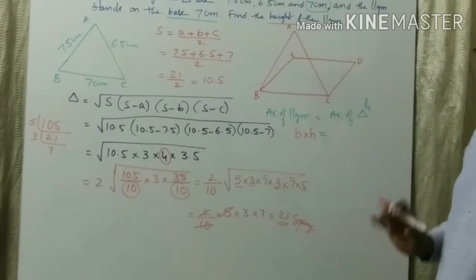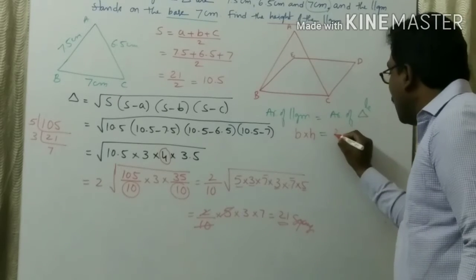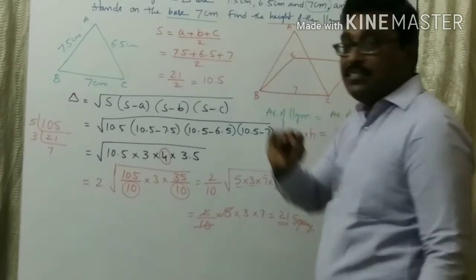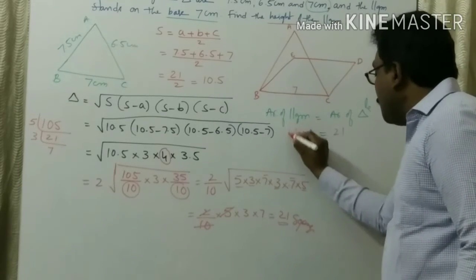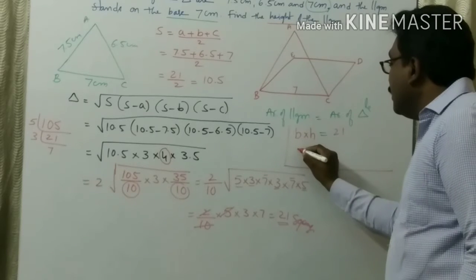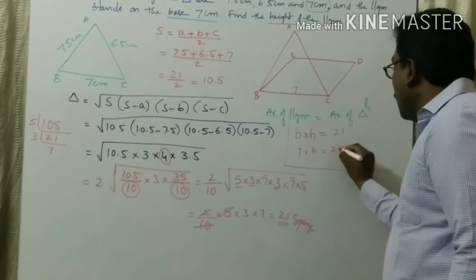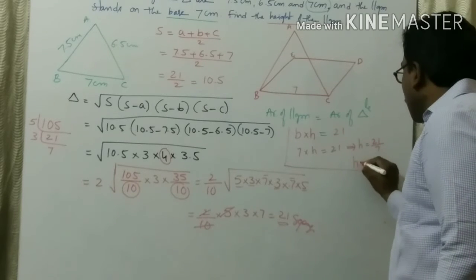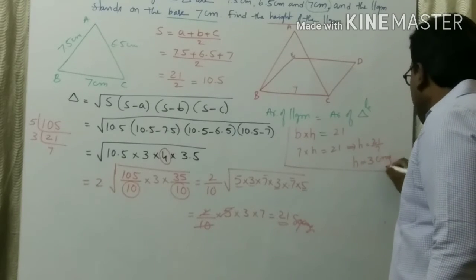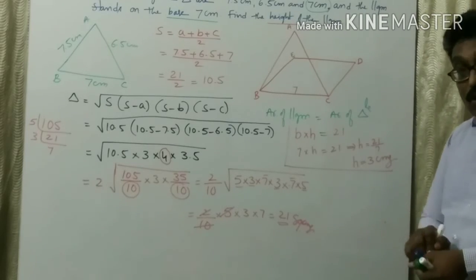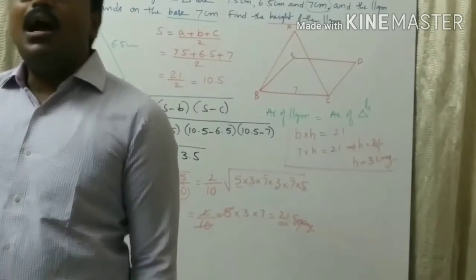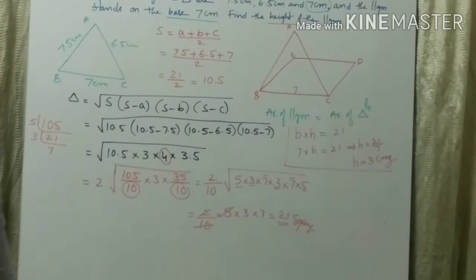Area of triangle, how much we got? 21. Base of the parallelogram, because common base as 7. So 7 into height is equal to 21. So that implies height is equal to 21 by 7. So height is equal to 3 centimeters. So it is an application like a parallelogram and a triangle is inserted having same base.